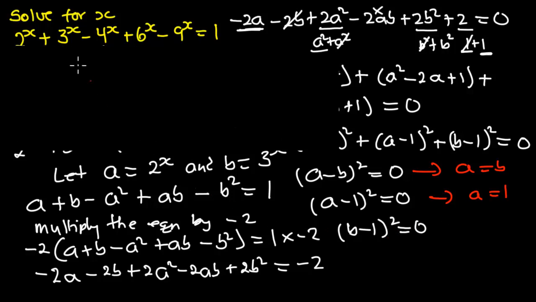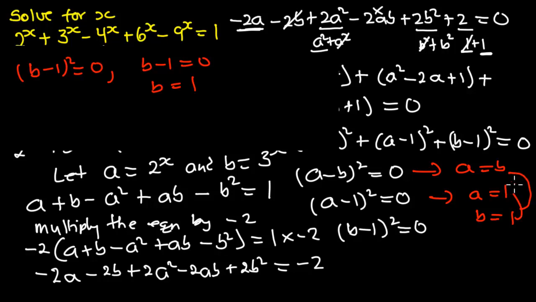And so from here we are going to have when (b minus 1) squared is equal to 0. What are we getting for b? b minus 1 is equal to 0, and b is equal to 1. So b is equal to 1. So this and this testify this.